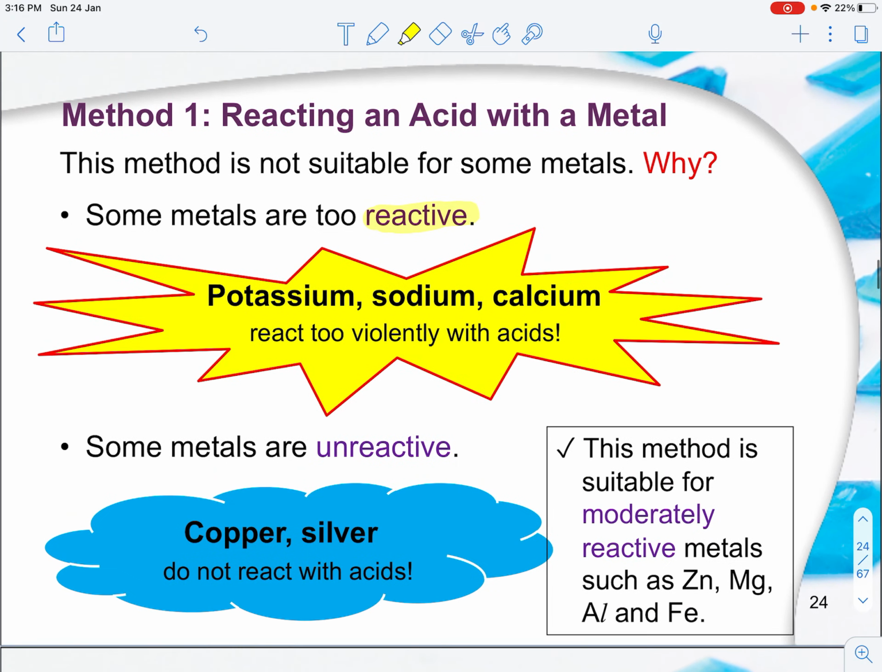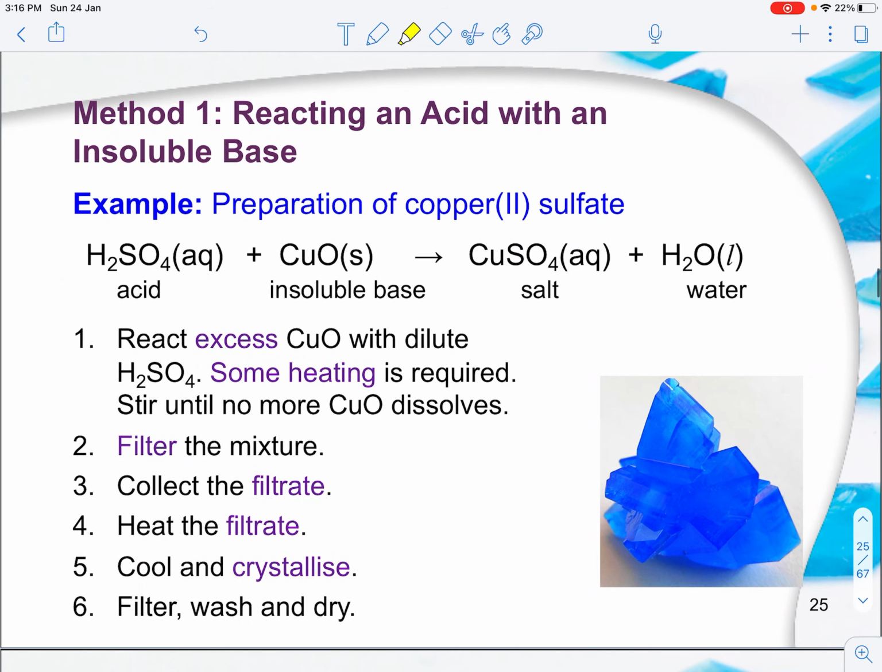Okay, so at the same time, there's also the other spectrum where some of these metals tend to be unreactive. So when these metals are unreactive, even if you put the metal with the acid, they do not react. So what you want to do is mainly to use other forms, like again the carbonate, the hydroxide, to actually try to react it. And this method of crystallization is usually more suitable for moderately reactive metals like zinc, magnesium, aluminum, iron.